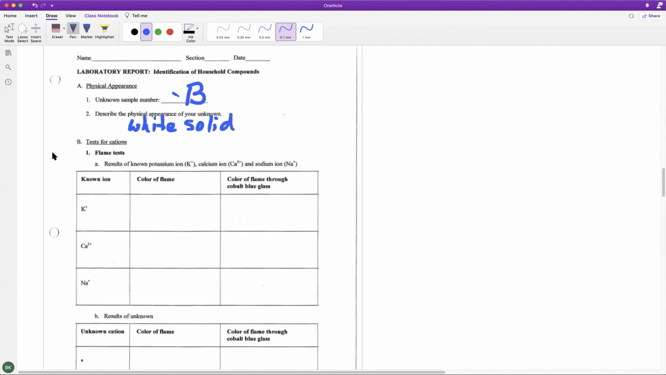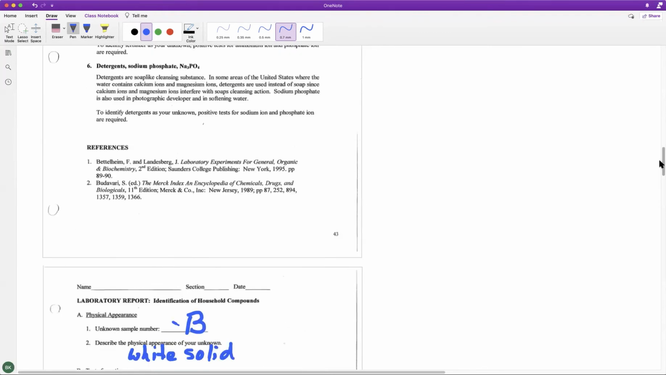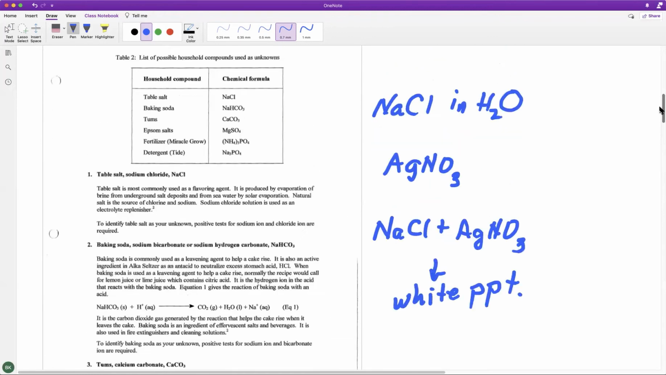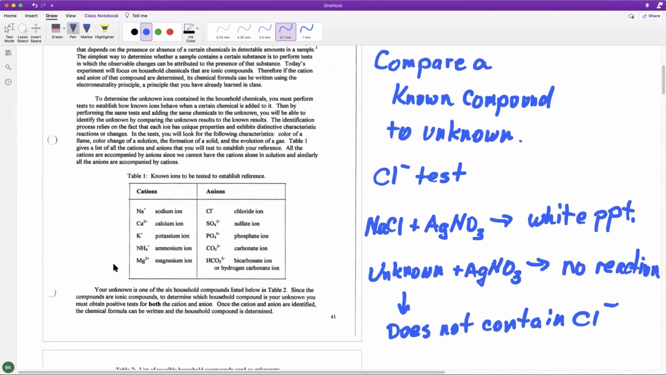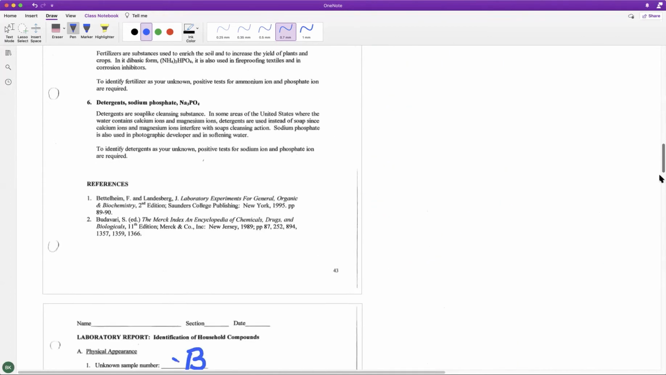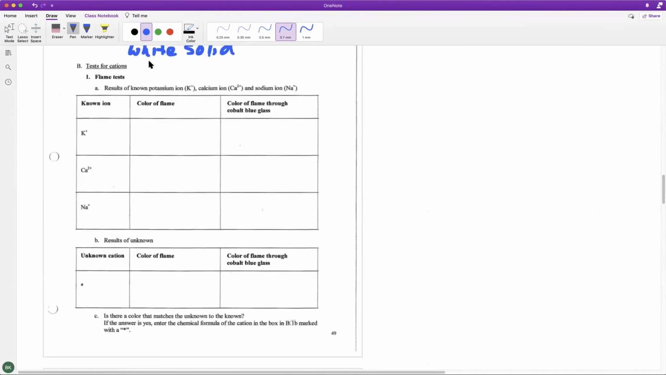Okay. The first tests we're going to do are tests for cations. All right, so we're going to go through and try to figure out on our list which of these cations I have in my unknown solution. When we do tests for cations, this is the first video of the two that we have to watch.